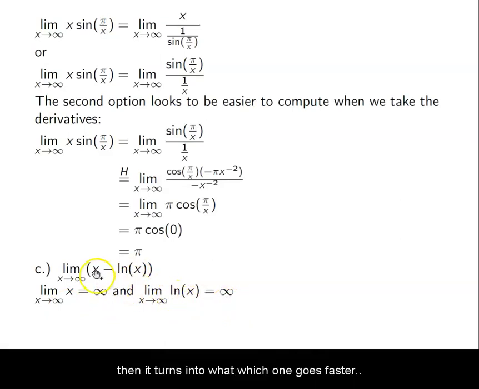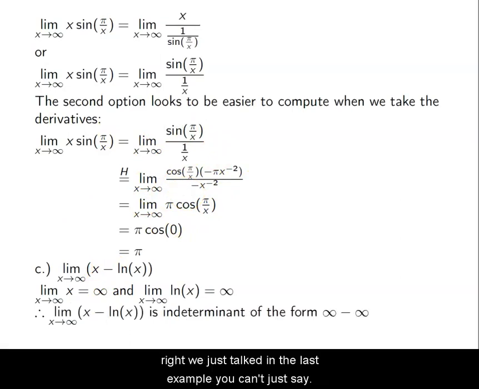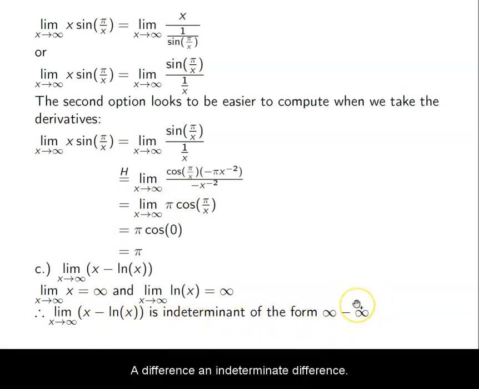So then it turns into, well, which one grows faster? Well, we know x grows faster, but does that mean that it goes to infinity? We can't say, right? We just saw from the last example, you can't just say, oh, this one goes faster, so this is what's going to happen. So this is an indeterminate form of a difference, an indeterminate difference.